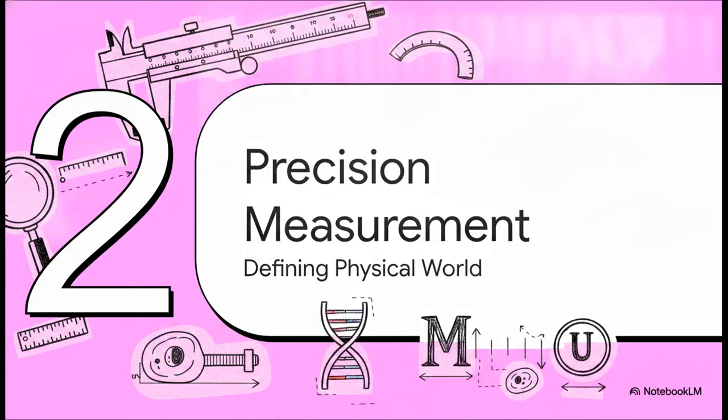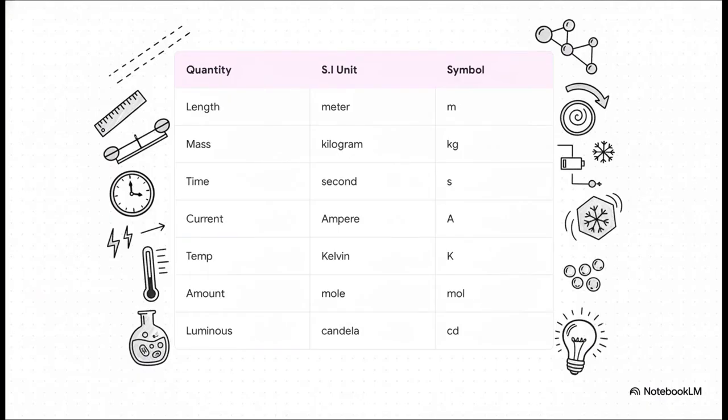Section 2. Tools for precision measurement. Defining the physical world. To actually understand nature, we have to quantify it. In physics, a physical quantity is always a combination of a magnitude, like a real number, and a unit. There are 7 fundamental physical quantities. Think of these as the absolute base units of science, literally the alphabet of the physical universe from which everything else is built. We've got length, mass, time, electric current, temperature, amount of substance, and luminous intensity.